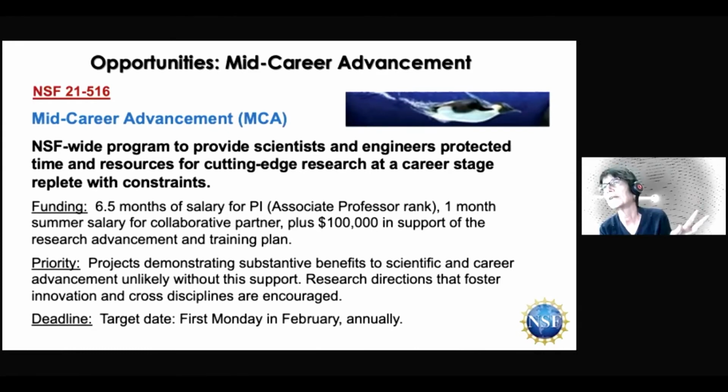That has a target date. So a target date means we would like to see these in February, but they technically can be accepted all year long. So what I forgot to tell you in the transitions, sorry about that.